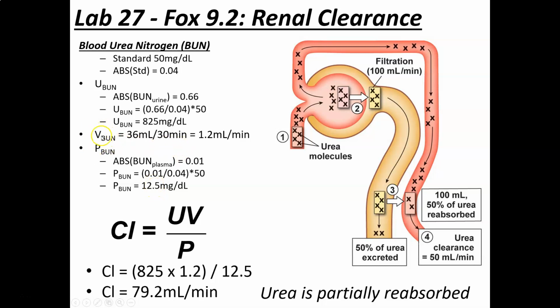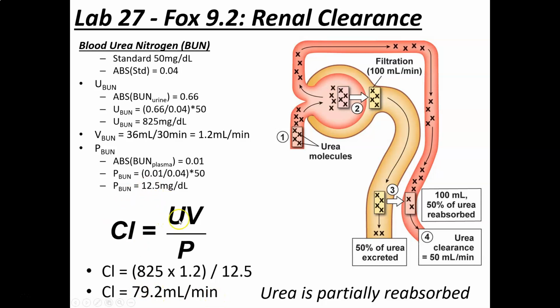Again, to figure out the V, that's my urine production rate, I just take the amount of urine, 36 mLs, divide by how long it took, 30 minutes, and I get 1.2 mLs per minute. Okay, so if you punch in 36 divided by 30, you get 1.2 mLs per minute. So then I can just replace these. The U, right? So I find the U is 825. The V is 1.2 mLs per minute. The P is 12.5. So 825 times 1.2 divided by 12.5 equals 79.2 mLs per minute.